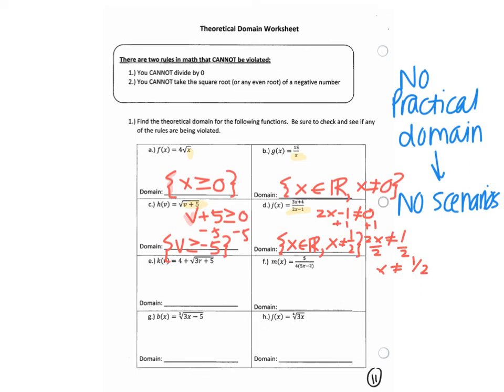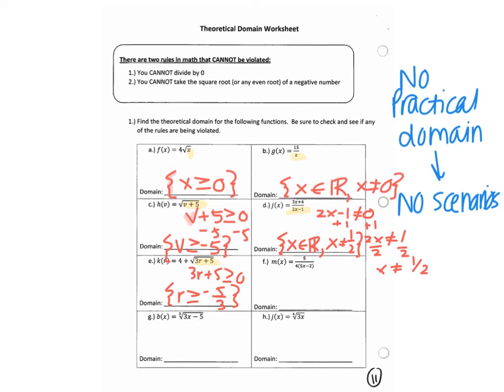For this next one, the 4 that's outside of the square root doesn't really matter. It's this part that I'm interested in. So 3r plus 5 has to be greater than or equal to 0. So if I solve that, I get that r is greater than or equal to negative 5/3. As long as r is bigger than that number, we won't be taking the square root of a negative.